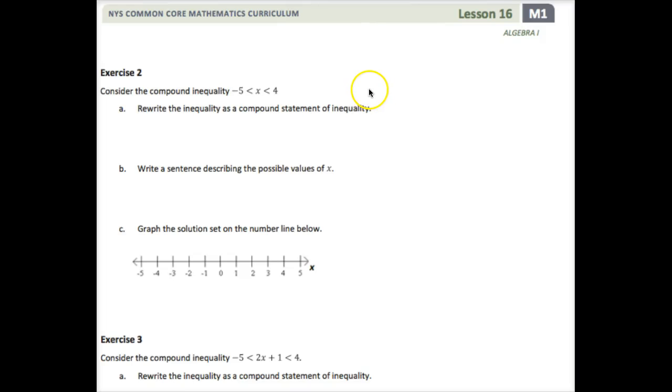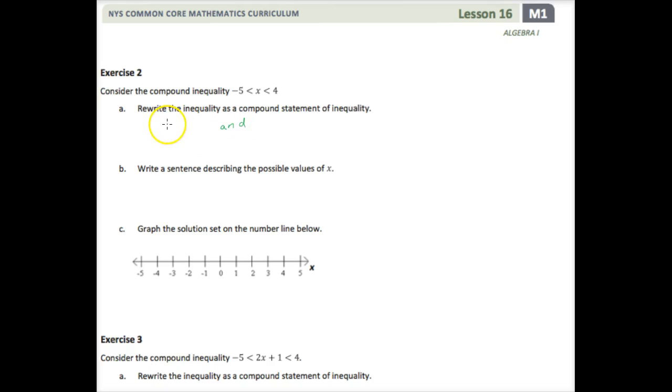Student page 89. Consider the compound inequality -5 is less than x is less than 4. Rewrite the inequality as a compound statement of inequality. So this compound x is greater than -5 and less than 4. So we know this is an "and" and we'll start with that.